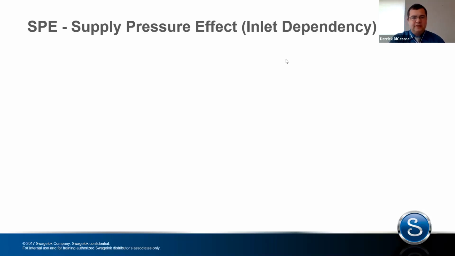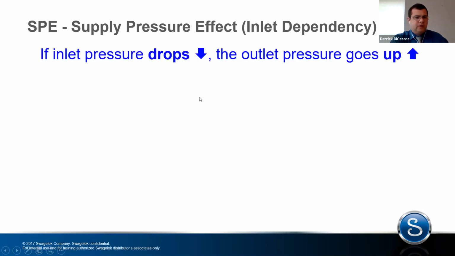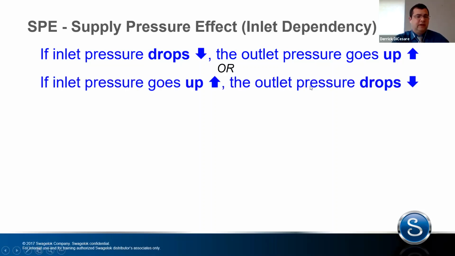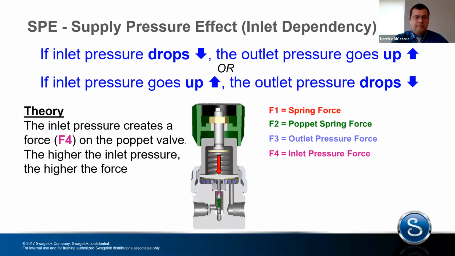The supply pressure effect is also called inlet dependency. This is the relationship of outlet pressure versus inlet pressure. If the inlet pressure drops, the outlet pressure goes up. And likewise, if the inlet pressure goes up, the outlet pressure drops. So it's an inverse relationship with a single stage regulator.